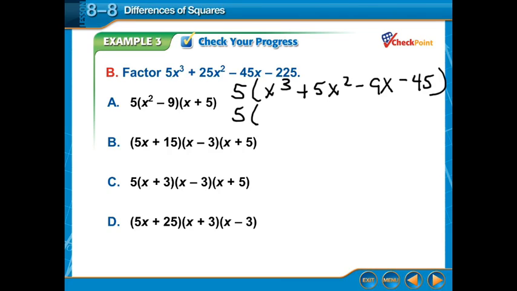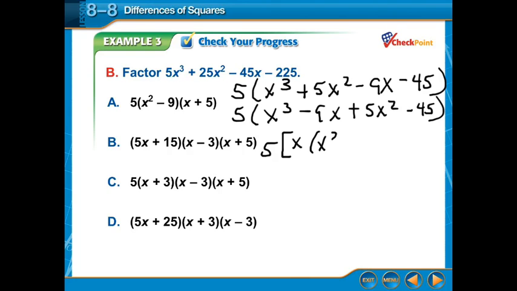I might want to say x cubed minus 9x, because remember, I'm trying to force it into the difference of two squares, plus 5x squared minus 45. And I want to make sure that I'm forcing out of that the same greatest common factor. So if I factor out an x out of the first one, I'll be left with x squared minus 9. Now I know that's the difference of two squares.